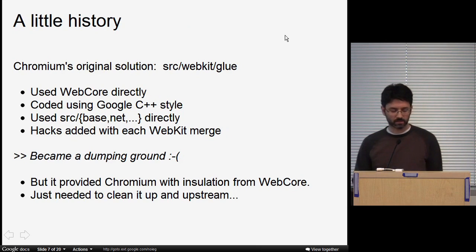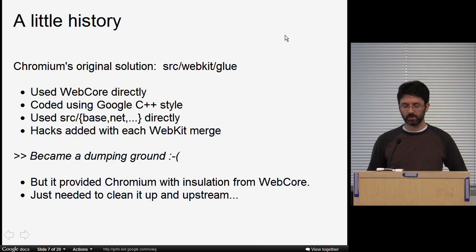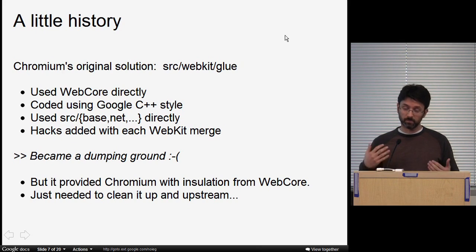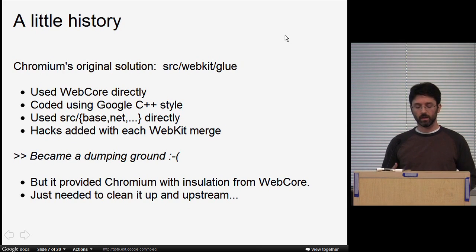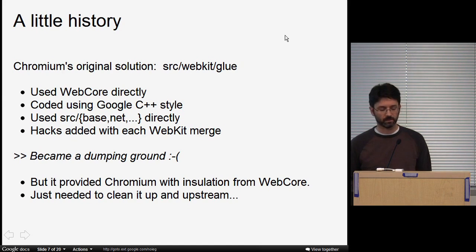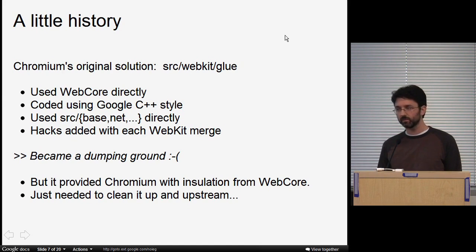A little history for us. Chromium's original solution to this whole problem was to set up something in the Chromium repository called src/webkit/glue. This layer of the Chromium repository used WebCore directly. It served the same purpose that a WebKit API would serve, except it lived in our repository. It was coded using Google C++ style instead of WebKit style. If you're familiar with those styles, they're very different. It also, over time, grew to use a lot from the Chromium repository, in particular base and net and other submodules.